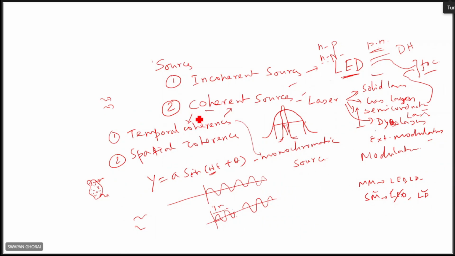If you go into details, there are two types of coherence: temporal coherence and spatial coherence. Temporal coherence is related to monochromaticity.